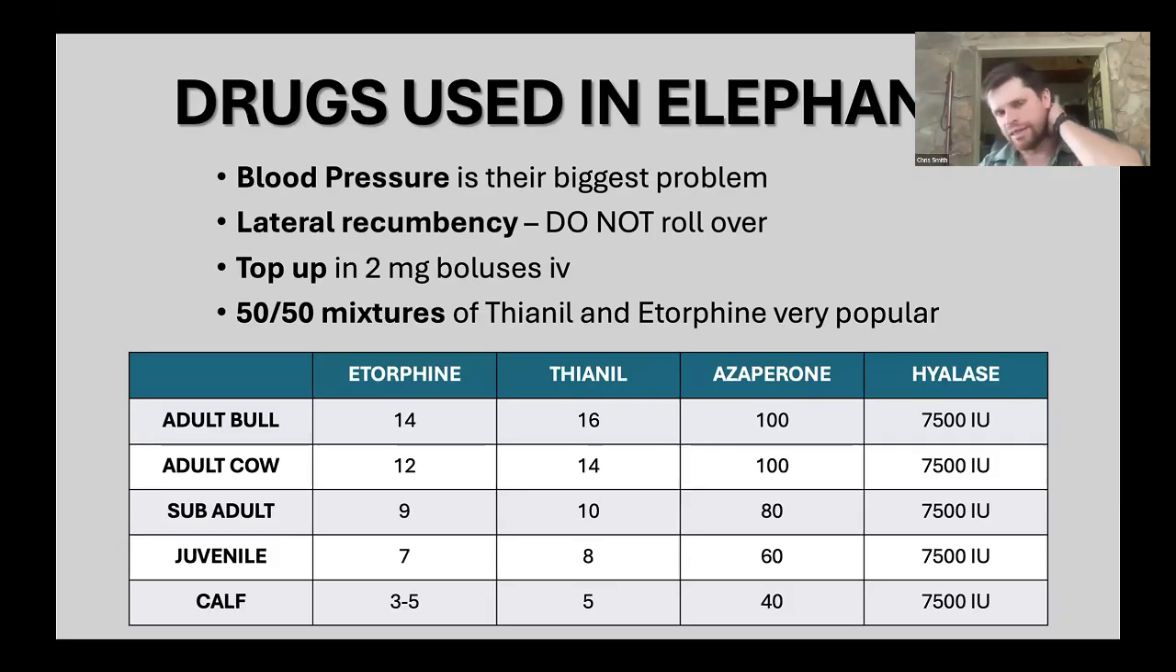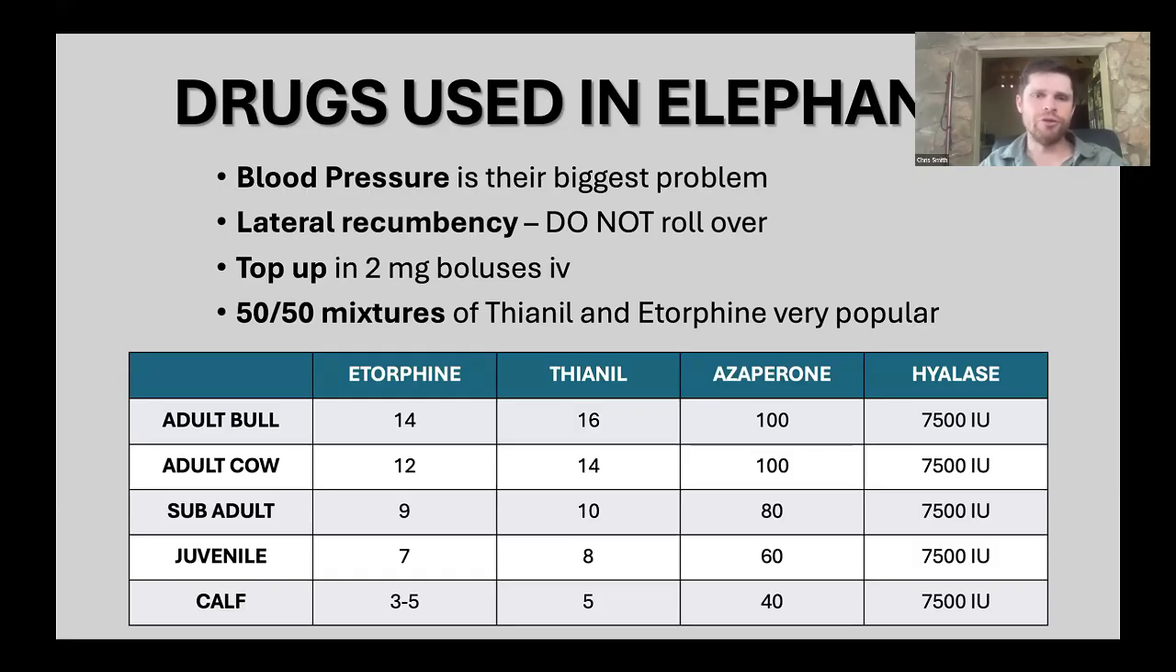The reason for that is thiofentanyl has a very slightly quicker induction time, so that your goal is to get that elephant at least standing or recumbent as quickly as possible. But it's a shorter acting drug. That's why we use etorphine. Etorphine has a slightly longer induction time, but it has a longer lasting effect. So by combining the two, we get the benefit of both: a quicker induction time with the thiofentanyl, but a longer immobilization with the etorphine.